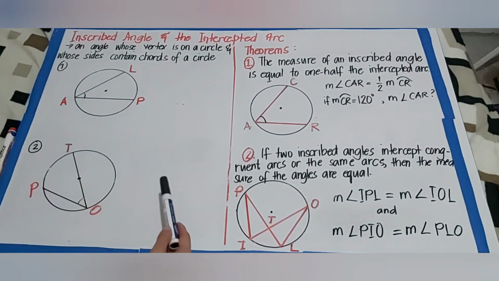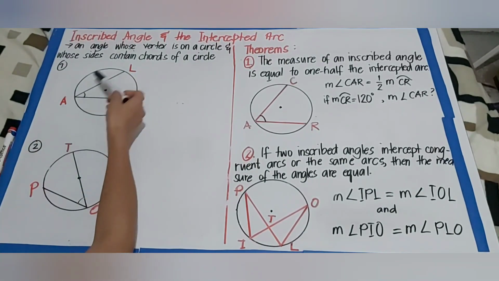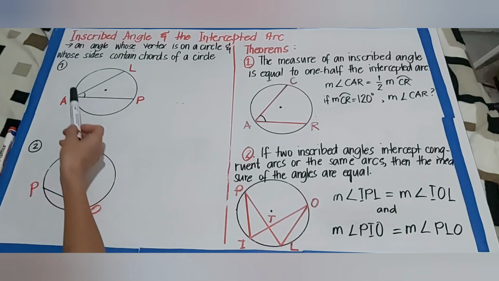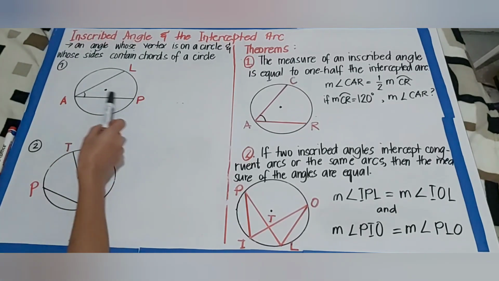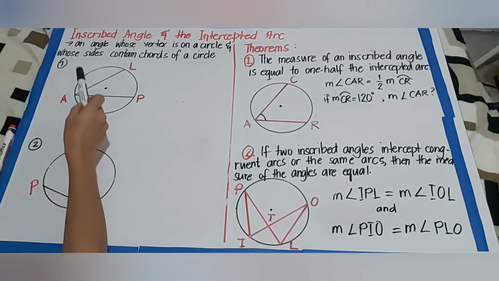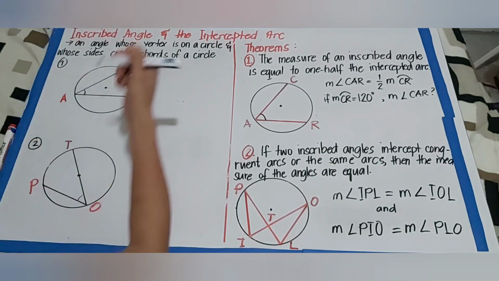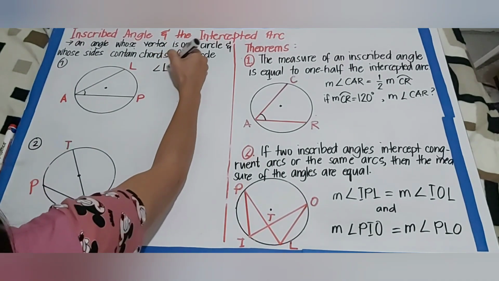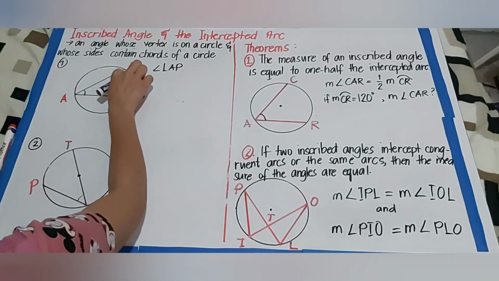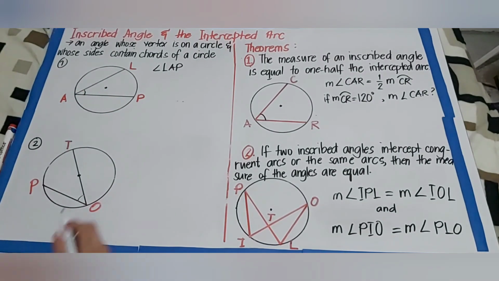Okay. Now, let's have this example. Let's have this AL, this is a chord, right? AP, this is another chord. And they make an angle here at point A. This is the vertex and it's on the circle. Therefore, angle LAP, ito yon ay isang inscribed angle.